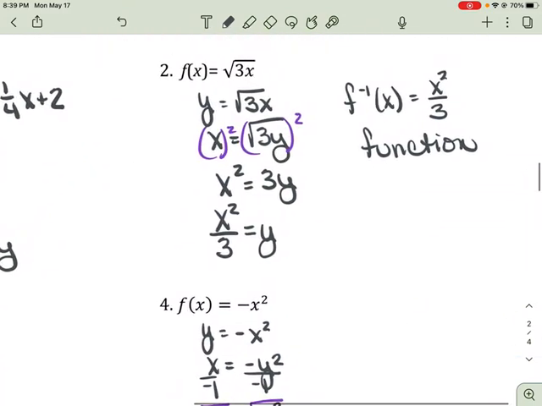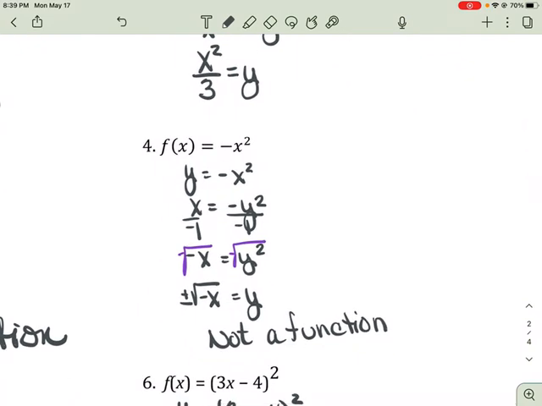All right, so let's try 2, 4. So here's 2. We squared both sides. I got x squared over 3. It's a quadratic. It's a function. Here, I'm going to solve. I got plus and minus the square root, not a function.